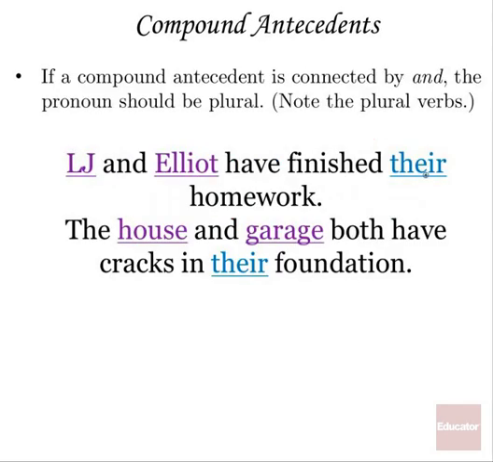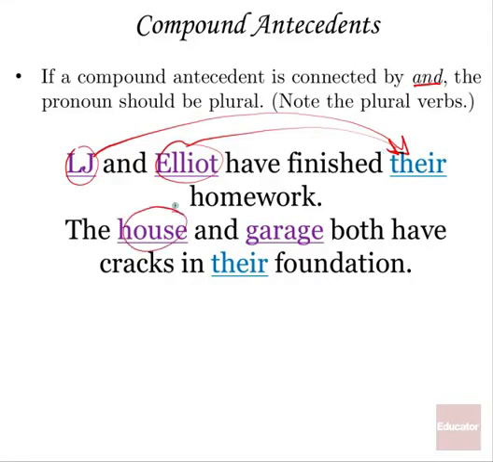If a compound antecedent is connected by and, the pronoun is plural. Note that it also gets a plural verb in these cases. LJ and Elliot have finished their homework. Our antecedents are LJ and Elliot. There's two of them, obviously. So we get the plural pronoun their. The house and garage both have cracks in their foundation. Once again, house and garage, compound antecedent, so we get a plural pronoun.